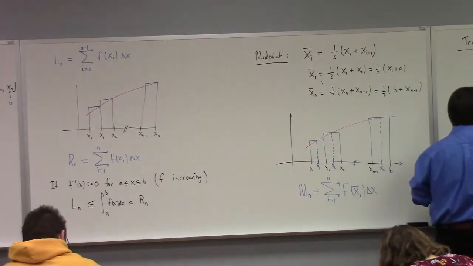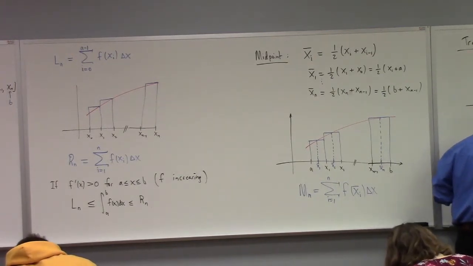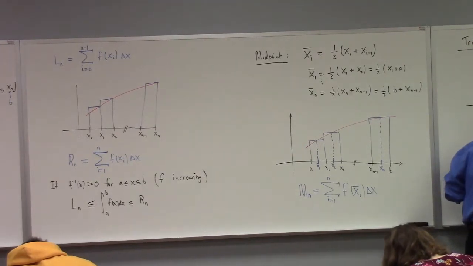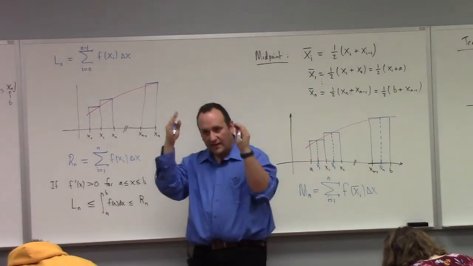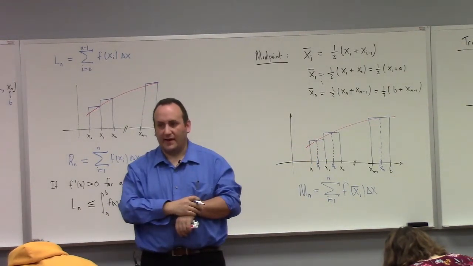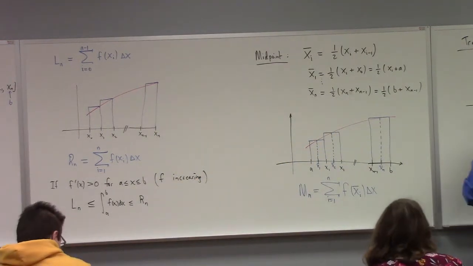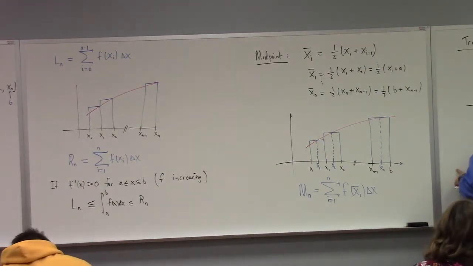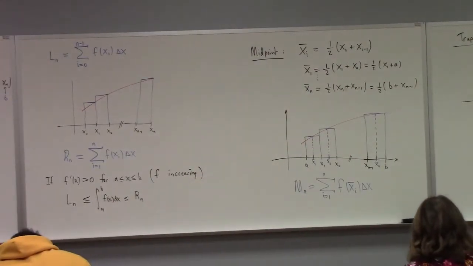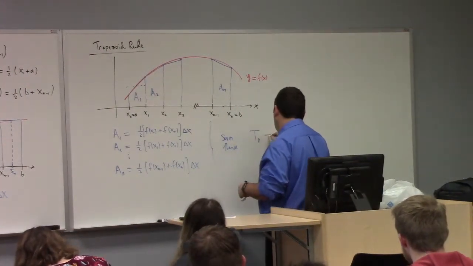And likewise, the area of the second trapezoid would be 1 half of f of x2 plus f of x1. So again, using the average height to get the area of the trapezoid. What happens when you add these? Do you see what's going to happen? The nth one looks like what? 1 half of f of x n minus 1 plus f of x n. So add these, and we get T n is what?